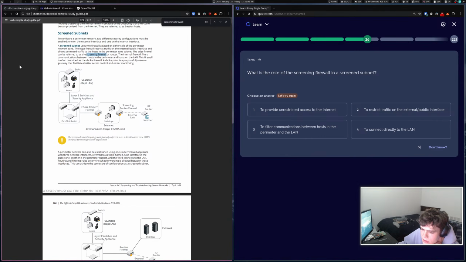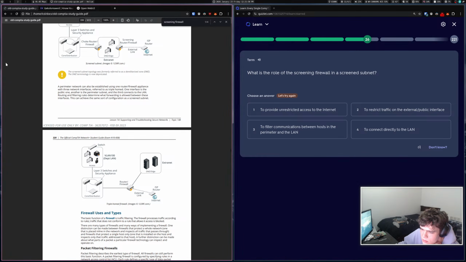A perimeter network can be established using one router firewall appliance with 3 network interfaces, referred to as triple homed.